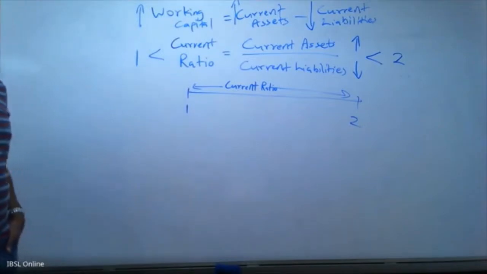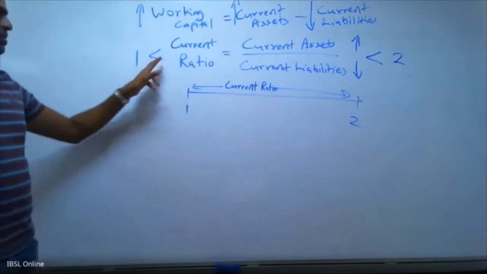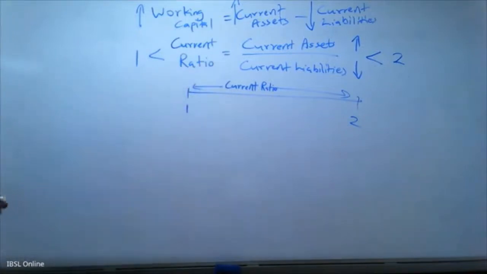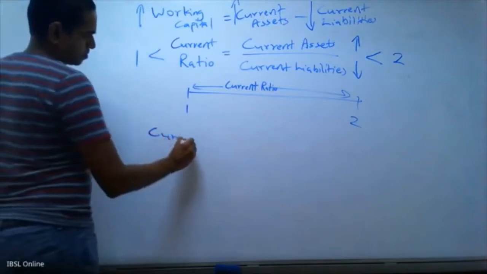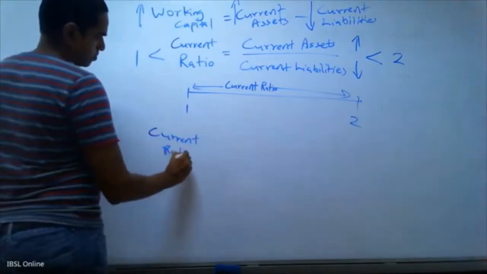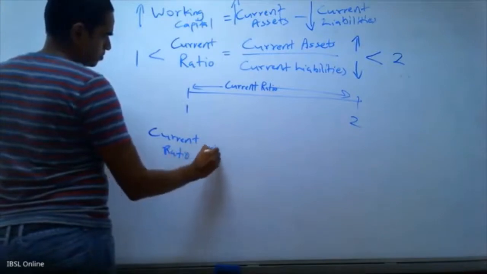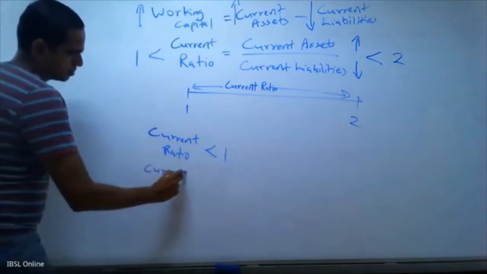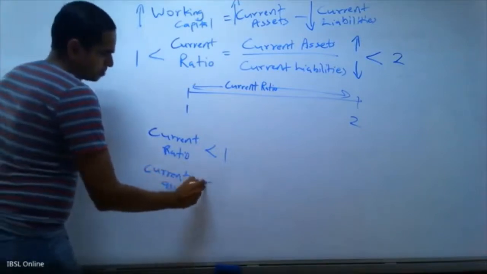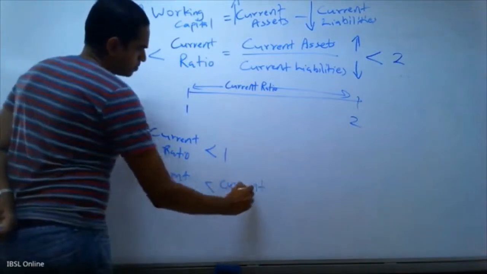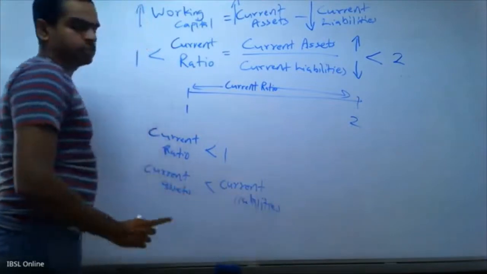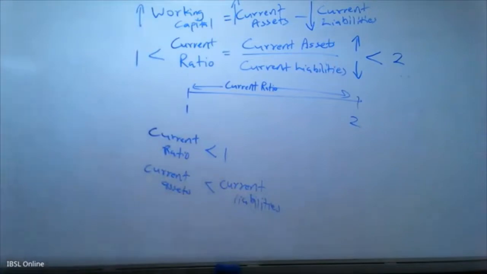Anything below 1 indicates negative working capital. If it's less than 1, right? If this ratio is less than 1, that means you have less current assets than current liabilities, which means you might come into operational issues, that you might not have enough cash flows. Things like that can happen.